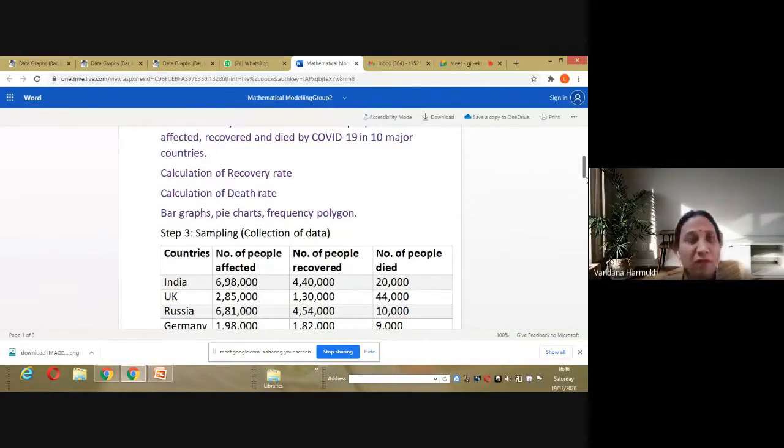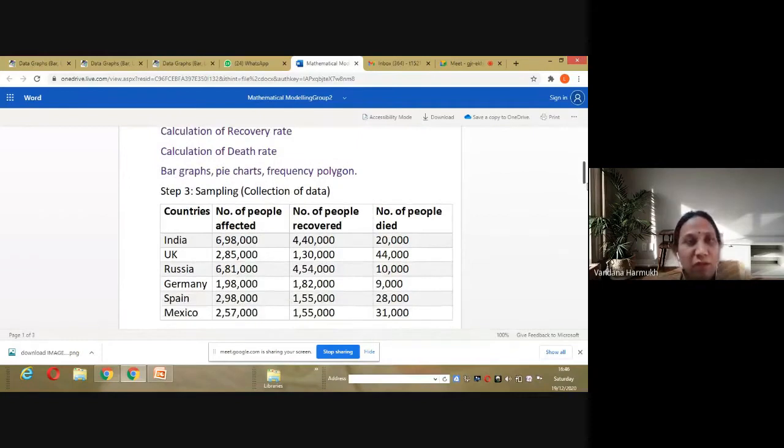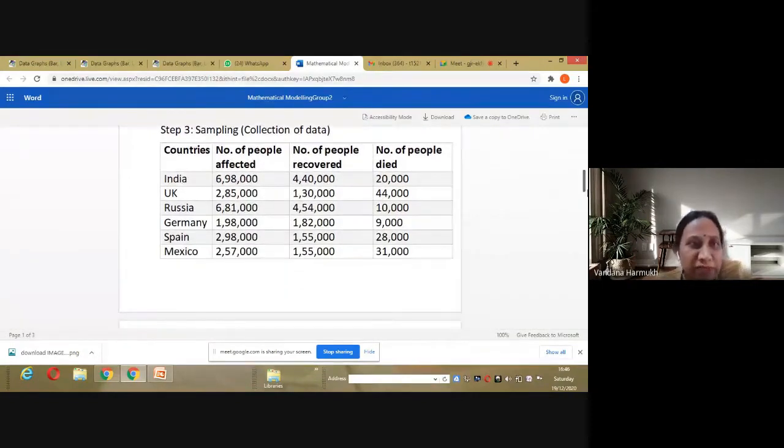We have taken three things here: number of people affected, number of people recovered, and number of people died. These are the three main fields we have covered. As a sample, we have taken 10 major countries across the globe, and that is the sample data on which the whole inference will be based. So this is sampling.